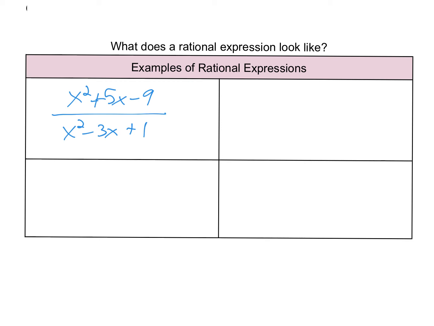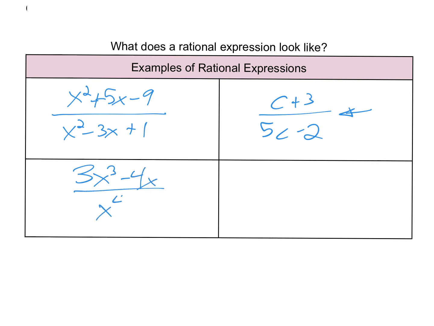Do we have to have x as our variable? No, of course not. We could have c plus 3 over 5c minus 2, also a rational expression. Key part, dividing two polynomials. Let's see, what else? 3x to the third minus 4x over x to the fourth minus 1. Sure, why not? x plus 1 over x squared plus 10x minus 8.